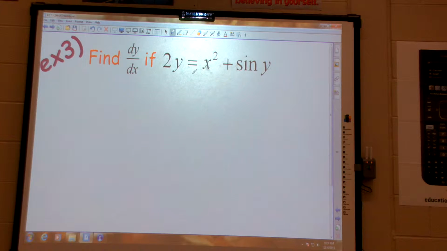Here we go. Is it possible to get y by itself? No, because one's in a sine, one is not. There's no way you're going to isolate y, right? So you have to use implicit differentiation. No other choice. But usually it's easier anyway.